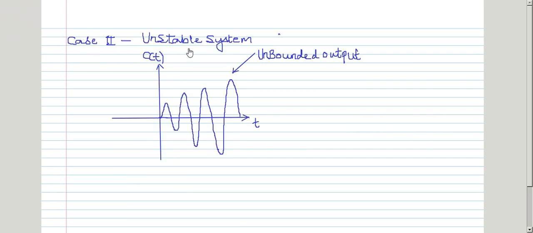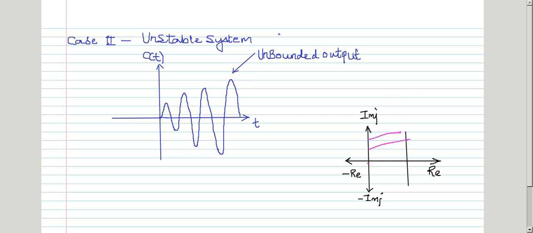The second case is the unstable system. For an unstable system, a bounded input produces an unbounded output. For this type of system, the location of the poles is on the right hand side of the S plane. If the poles lie anywhere on the right hand side, then the system is said to be an unstable system.